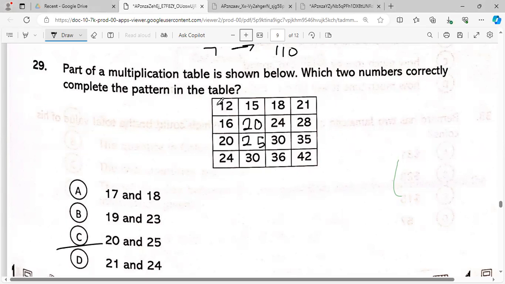Right? So these will be multiples of 3. Who recognized that? Multiples of 3, multiples of 4. Me, sir. B, sir. Yeah, sir. I was also doing it crossways.